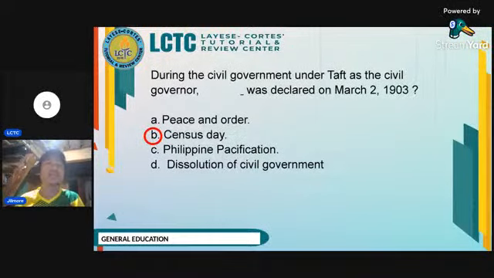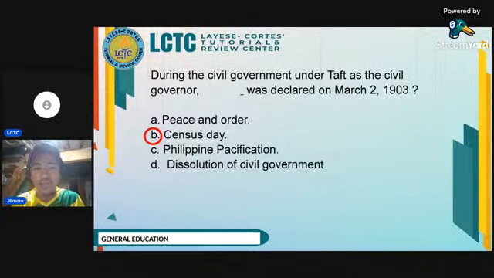But before the establishment of a civil government in the Philippines, a military government was first established, right? Who was the first military governor? Wesley Merritt. Who was the second military governor? Elwell Otis. And the third and the last military governor before a civil government was established, General Douglas MacArthur. The first civil governor, William Howard Taft.